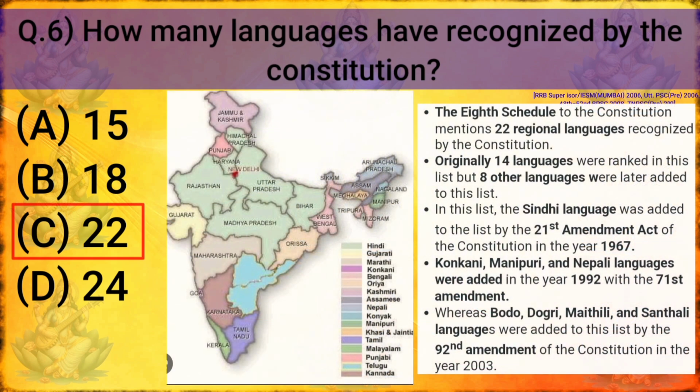The 8th Schedule of the Constitution mentions 22 regional languages recognized by the Constitution. Originally, 14 languages were in this list, but 8 other languages were later added. The Sindhi language was added by the 21st Amendment Act of the Constitution in the year 1967. Konkani, Manipuri and Nepali languages were added in the year 1992 with the 71st Amendment, whereas Bodo, Dogri, Maithili and Santhali languages were added by the 92nd Amendment of the Constitution in the year 2003.